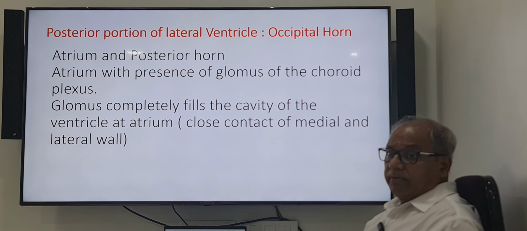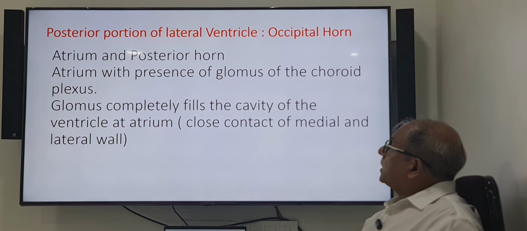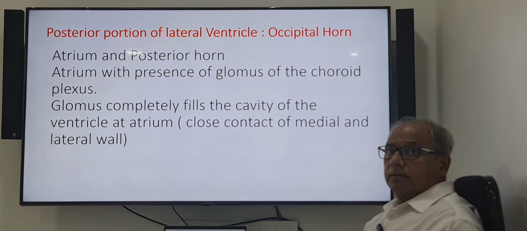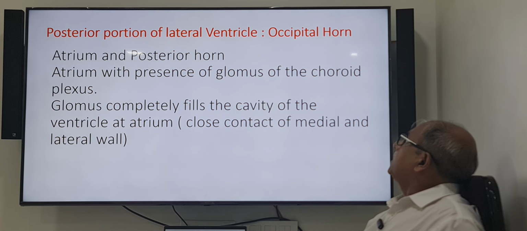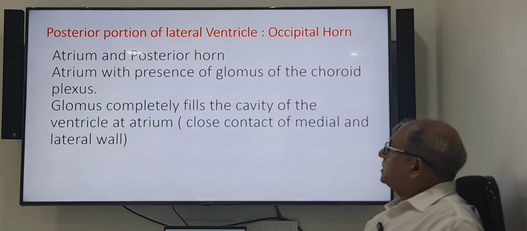Posterior portion of lateral ventricle, atrium and posterior horn, and posterior portion of the lateral ventricle, occipital horn. Already I covered during the anatomy.